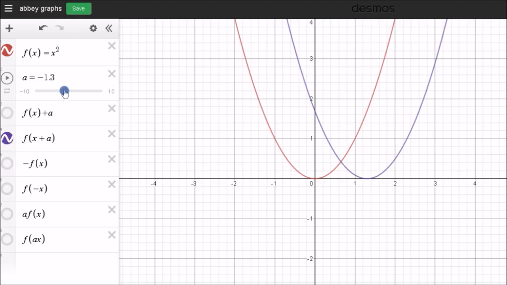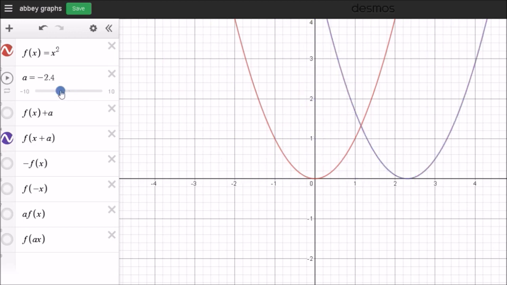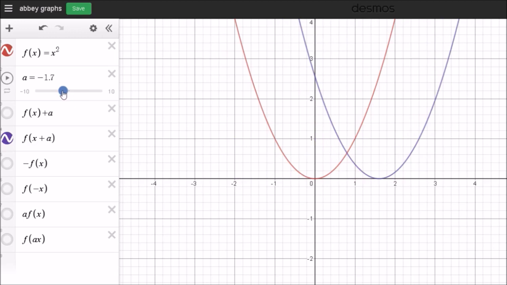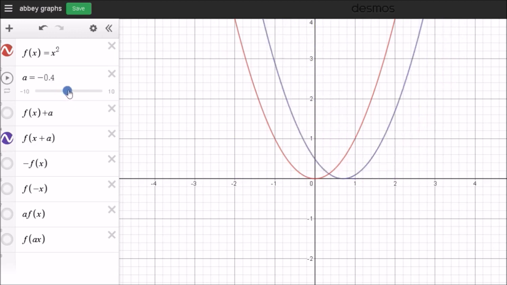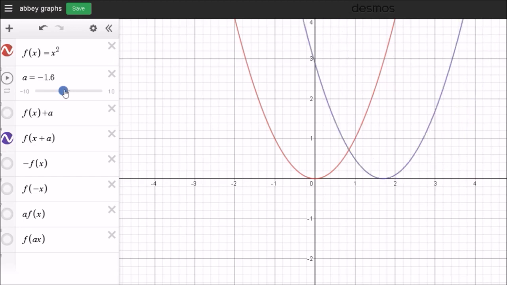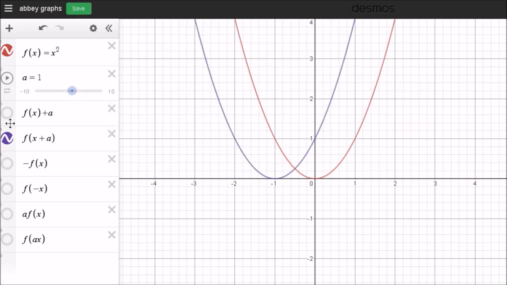So we can see here that what this does is it moves the function left and right. If we were to make this value a negative, then by making it negative, we move the function to the right, and by making it positive, we move the function to the left. So now we're able to move the function up and down, left and right. So let's look at the next one here.